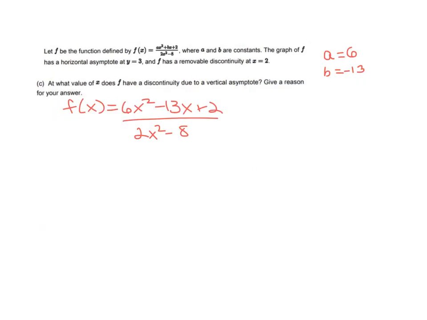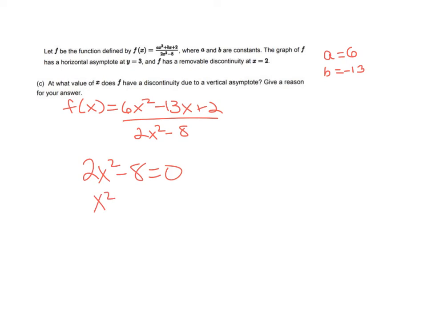So the last part of this question is looking for the value of x where f has a discontinuity due to a vertical asymptote. If you remember, this actually is something from pre-calculus. A vertical asymptote is going to occur where your denominator is equal to 0, but you need to have it at a point where you don't have a hole in the graph, meaning you don't have the numerator equal to 0. So I'm going to set my denominator equal to 0.